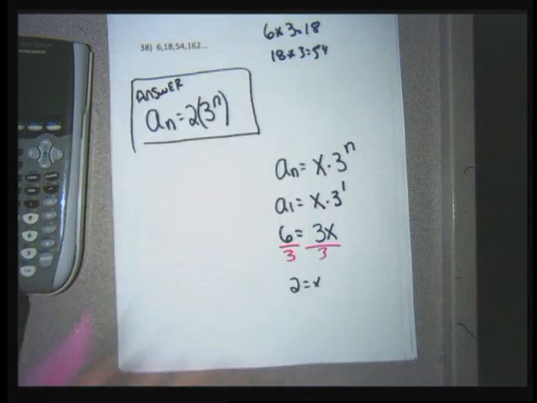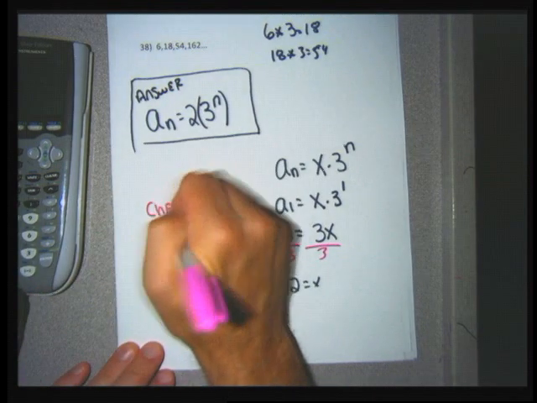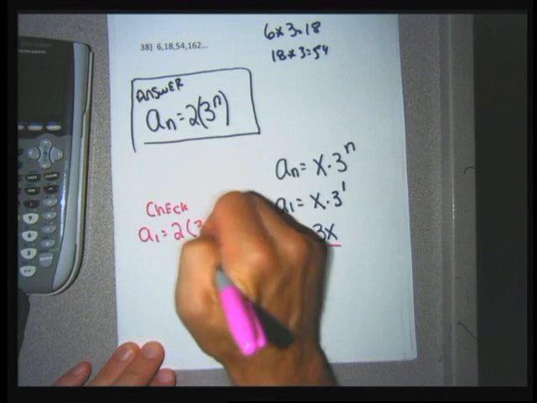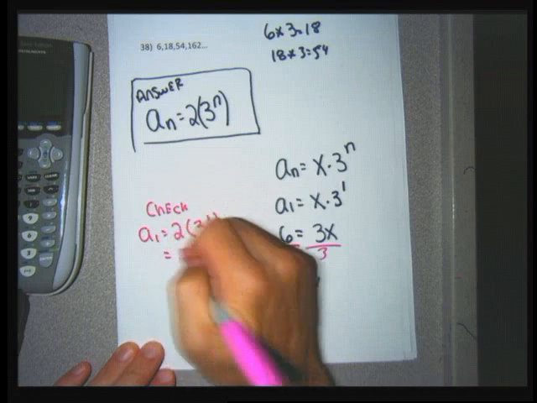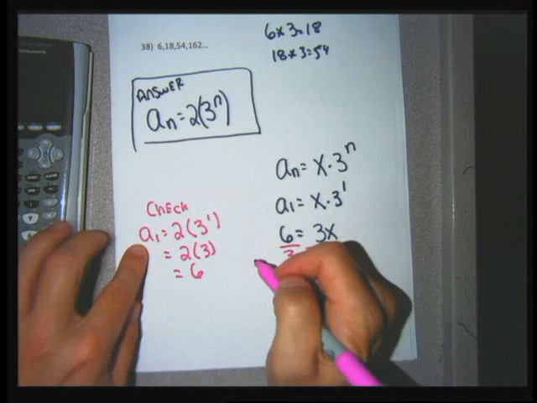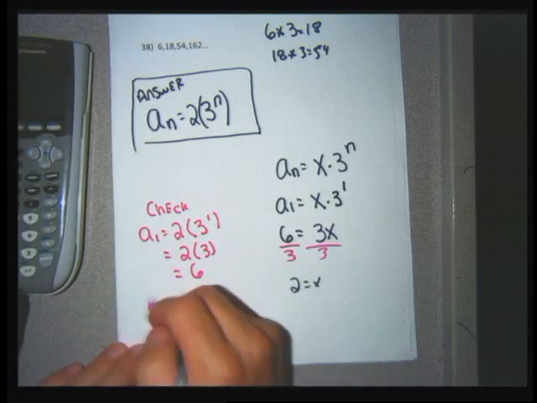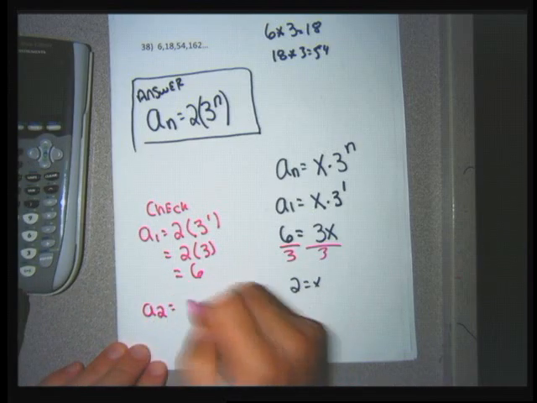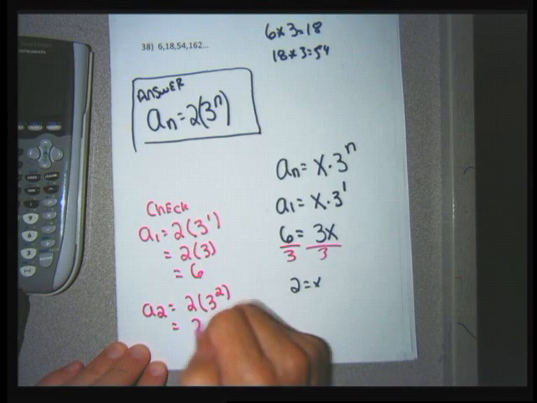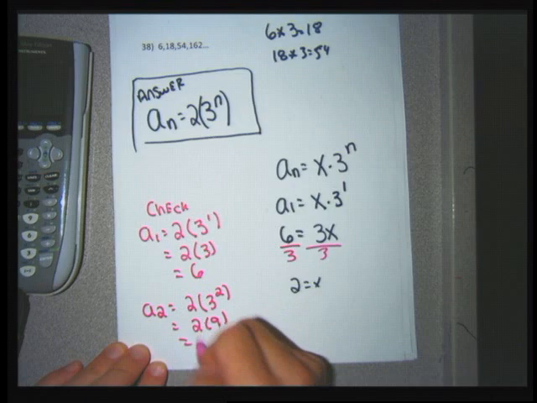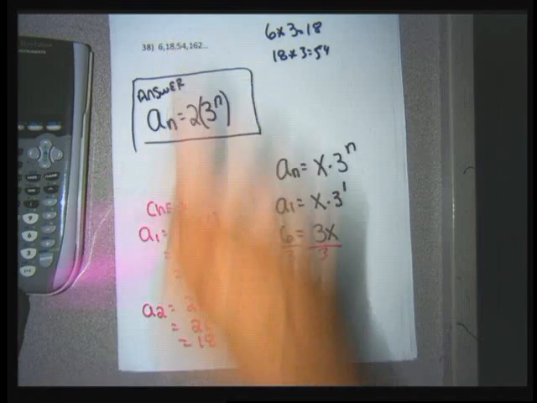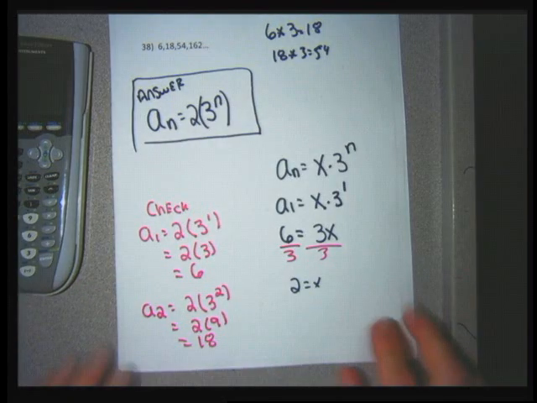And let me check. A sub 1 would be 2 times 3 to the first power. That's going to be 2 times 3, because 3 to the first power is 3. So putting 1 in generates the first term. Let me see if putting 2 in generates the second term. A sub 2 would be 2 times 3 to the second power, which is 2 times 9, and that's 18. So this answer generates the 6 and the 18. I'm going to assume it generates everything and not check any further.